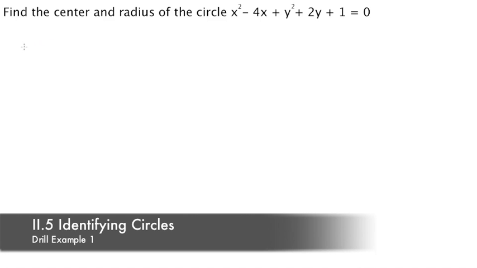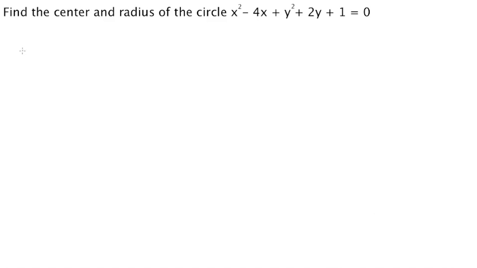So consider this example. Find the center and radius of the circle x squared minus 4x plus y squared plus 2y plus 1 equals 0. The first thing you need to do, if it's not done for you already, is group together your x terms and your y terms. I'm going to leave myself a little bit of room here, just because I know that I'm going to need to add something in just a moment. So I've grouped together my two x terms, I'm going to group together my two y terms, and my constant, I'm going to move over to the other side. So this will become negative 1.